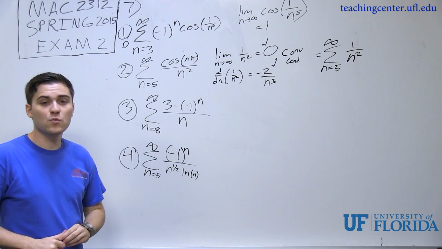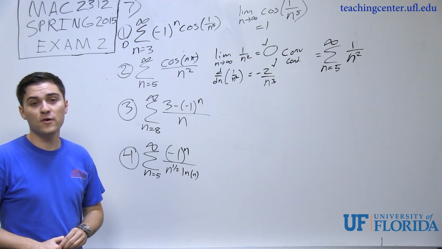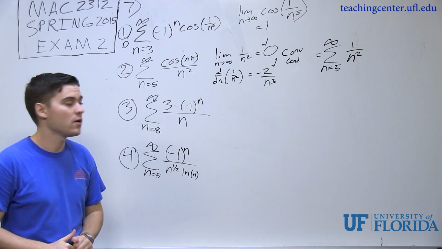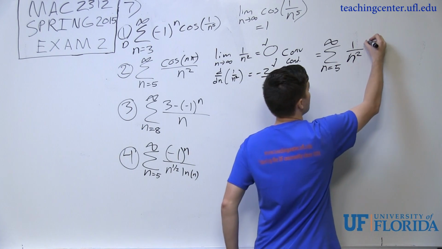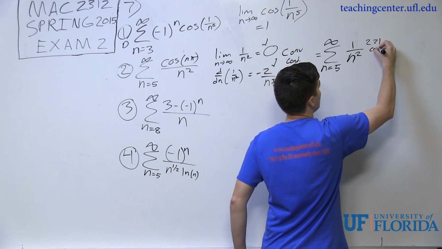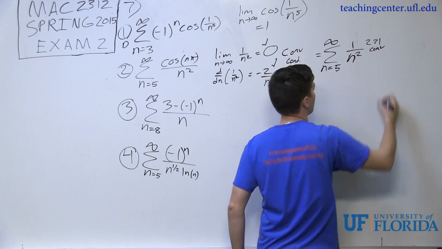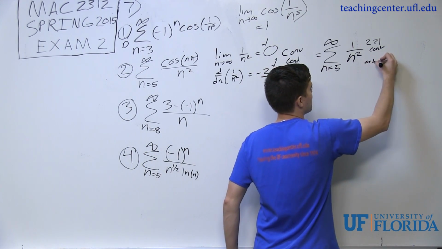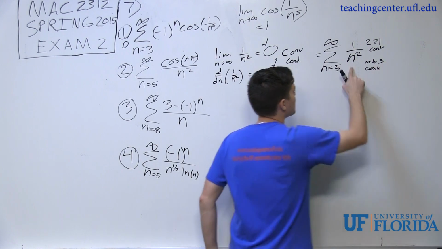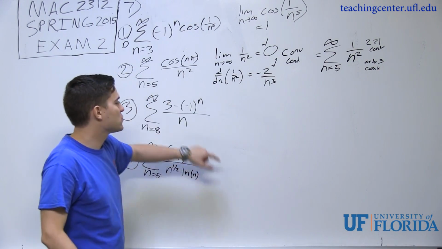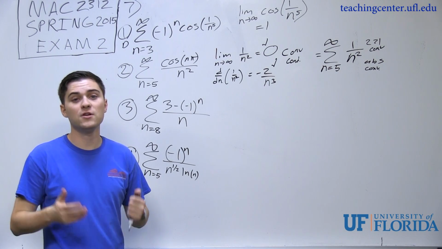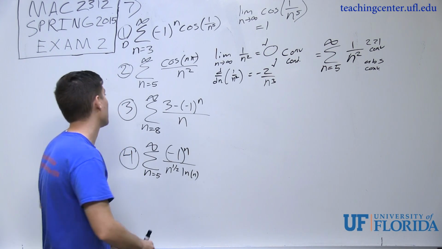By ending up with 1 over n squared, I need to find some way to prove convergence or divergence. Well, I know for 1 over n squared I can use the p-series test. 2 is greater than 1, so this should be convergent by the p-series test. If this is convergent, that means that it's absolutely convergent. The reason is that I took the absolute value of my original series, I ended up with that, and it is still convergent. Because it's still convergent, the whole series is absolutely convergent.